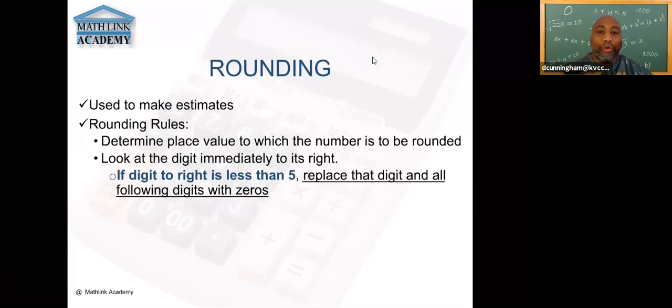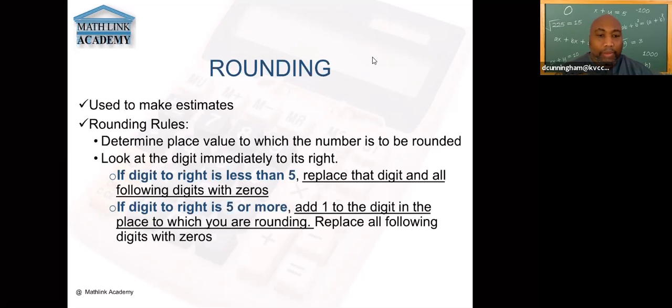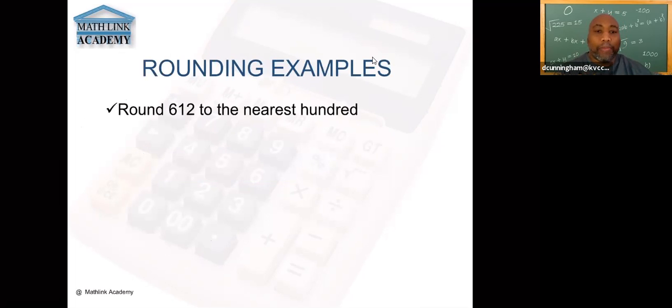There is a rule for rounding. If the digit to the right is strictly less than 5, that is 1, 2, 3, or 4, replace that digit and all the following digits with 0. If the digit to the right is 5 or more, 5, 6, 7, 8, or 9, we add 1 to the digit in the place to which we are rounding. Replace all following digits with zeros. So let's look at some examples.